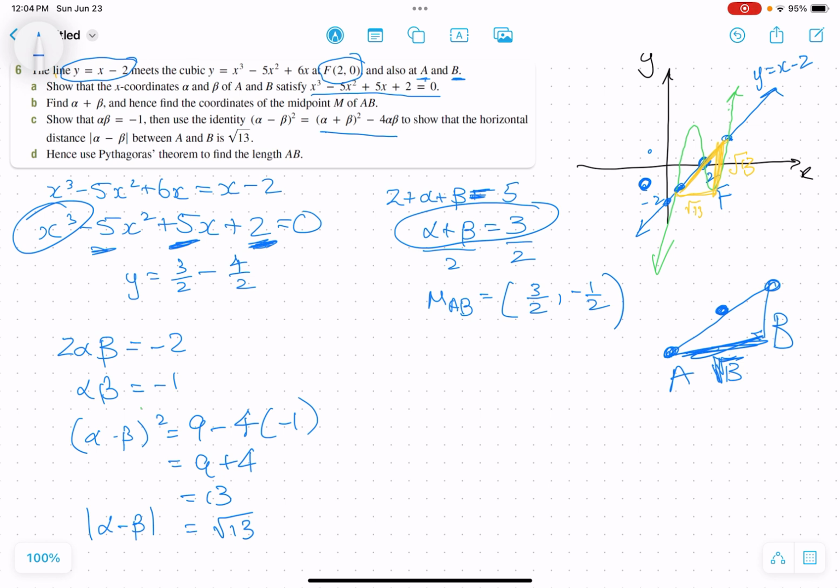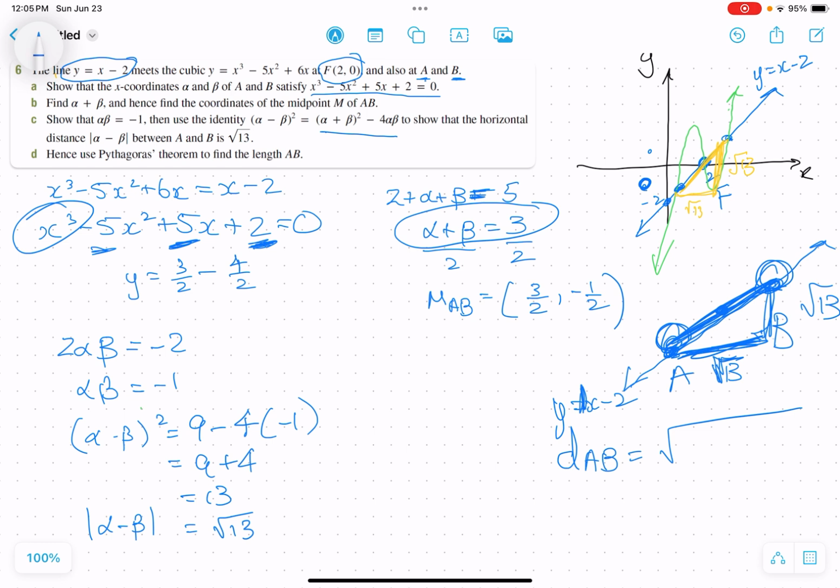Okay, hence find the length of AB. All right. Well, we know that both A and B lie on that line, y equals x minus 2, where the gradient is 1. So if I go across root 13, I'm also going up root 13 there. So if I want the distance between these two points, A and B, I can use Pythag. So distance AB, or interval AB, is the square root of root 13 squared plus root 13 squared. So we get root 26 units.